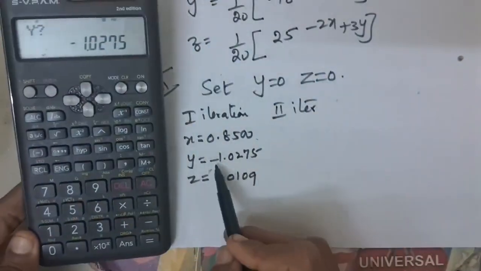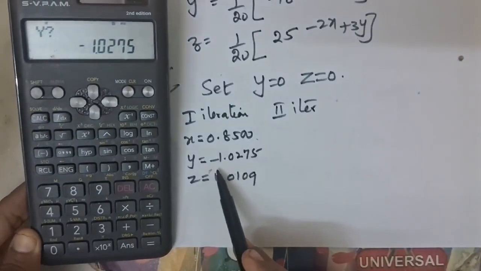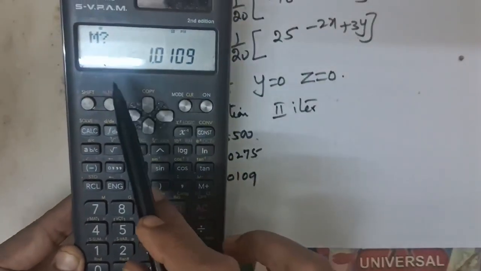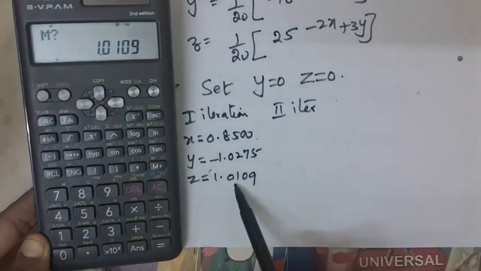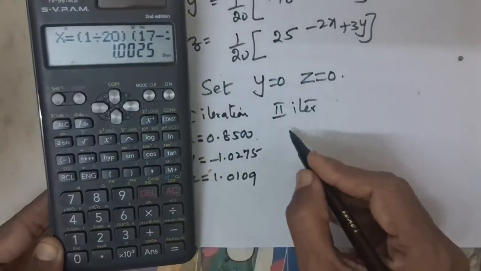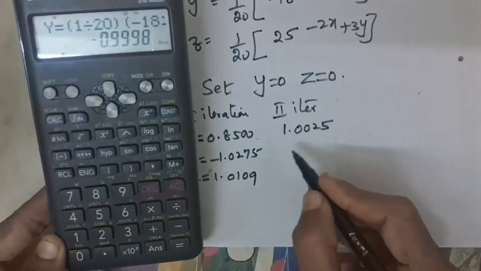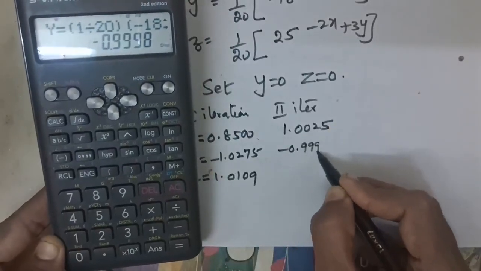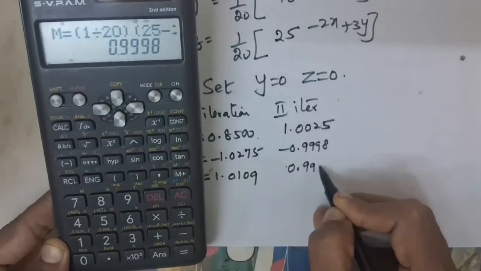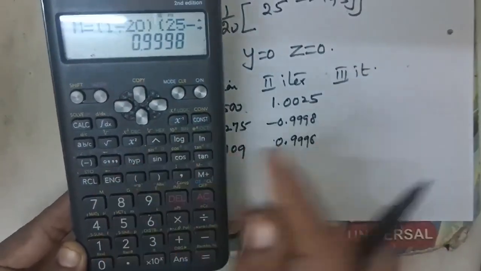For the second iteration, what I have to do is press calc. Automatically my y value is stored. In the second iteration, what we will put y as? The first iteration value, minus 1.0275. Then press equal to, it will give my z value as 1.0109. Right? Now press equal to, keep on pressing equal to. Second iteration, x is 1.0025, y is minus 0.9998, z is what? 0.9998.